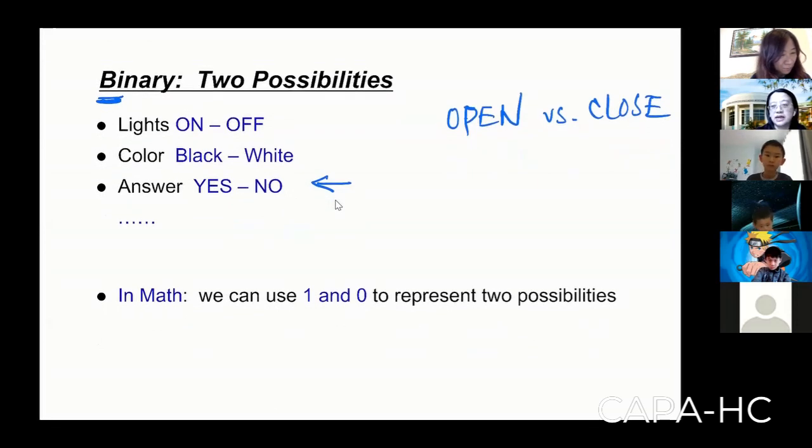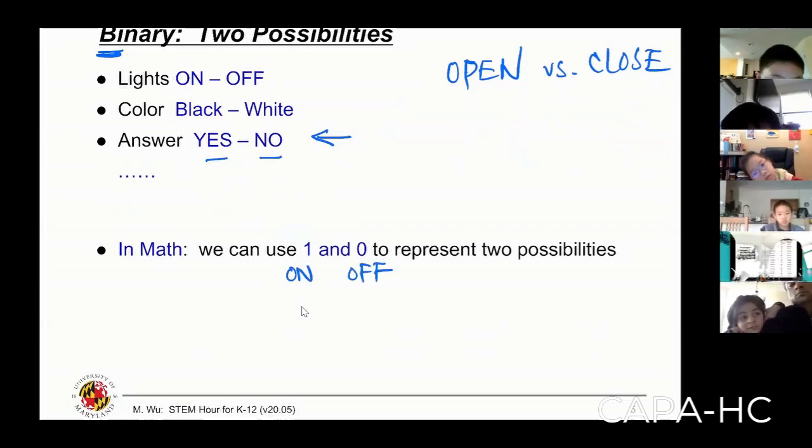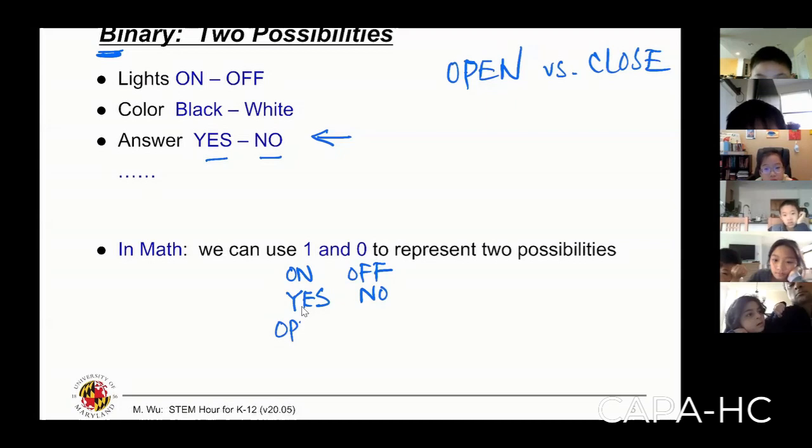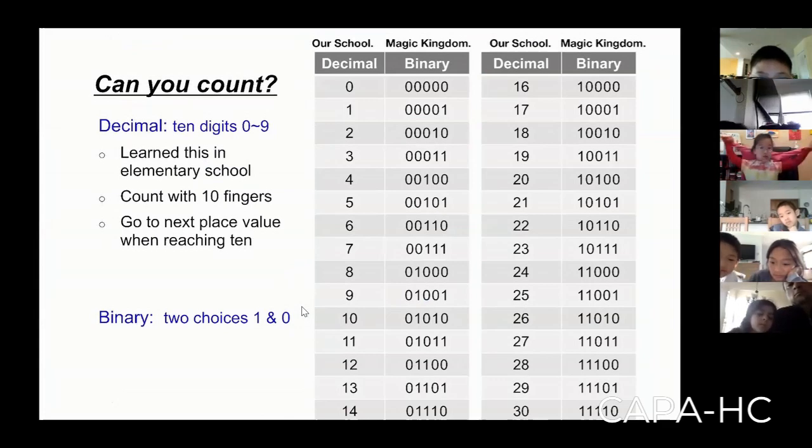So a moment ago, when I was recording the answers to the questions, we had the answers yes or no. So mathematicians, when they see two possibilities that could mean very different things, can just use the number 1 and 0 to represent the two possibilities. This could mean the light is on or off. This could mean the answer to the question is yes or no, or this could be open or closed, and so on. So what you have seen in this table is that we are basically trying to learn how we put up the number, how we count using just these 2 digit choices, ones and zeros.